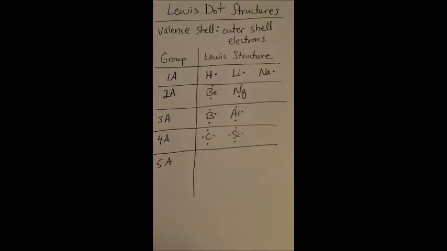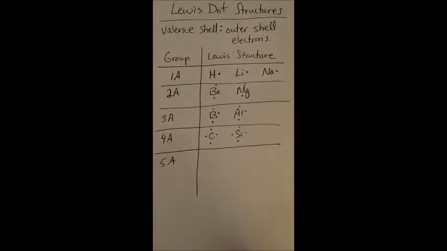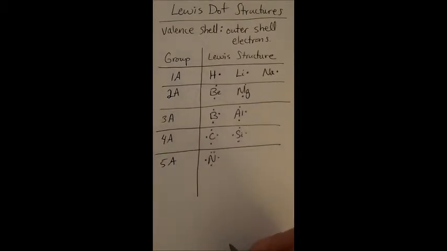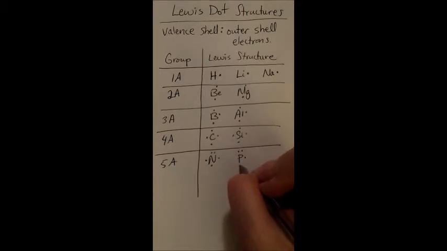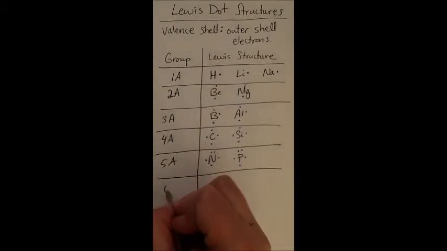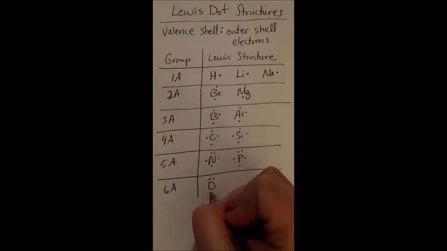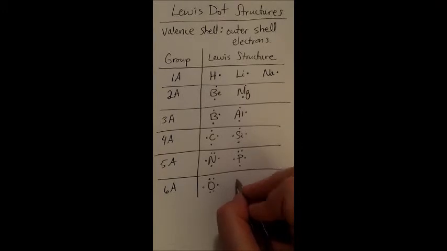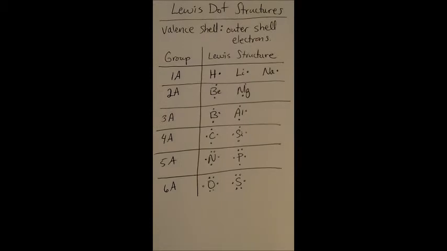Now we go to 5A. And 5A has nitrogen, 1, 2, 3, 4, 5 electrons in its outer shell. Hopefully you're seeing the pattern. And then phosphorus with also 5 electrons in its outer shell. Moving along, we have 6A, which gives us oxygen, 1, 2, 3, 4, 5, 6. And then sulfur, again, with 6 electrons in its outer shell.